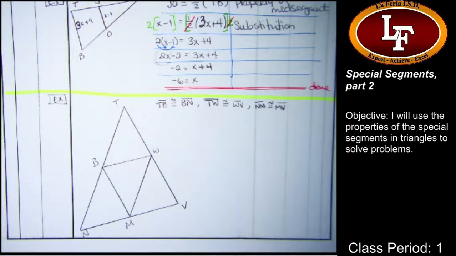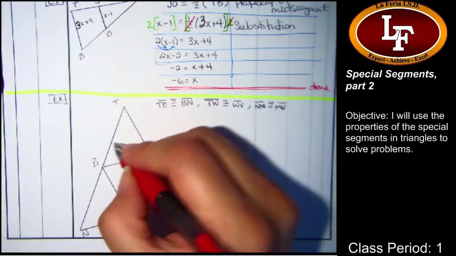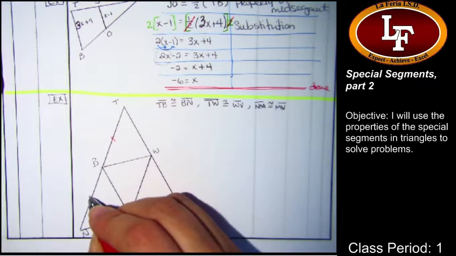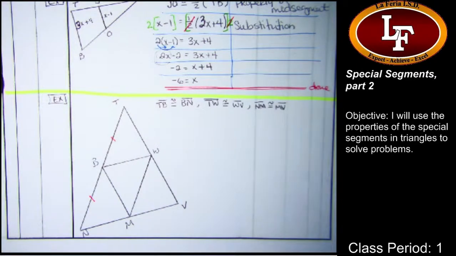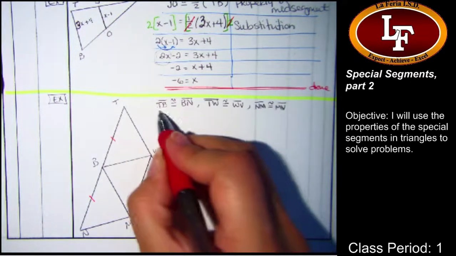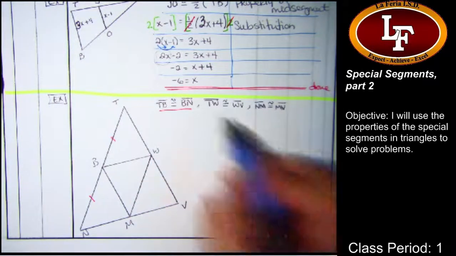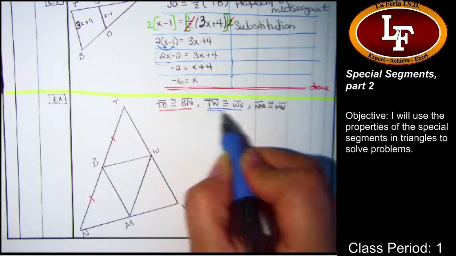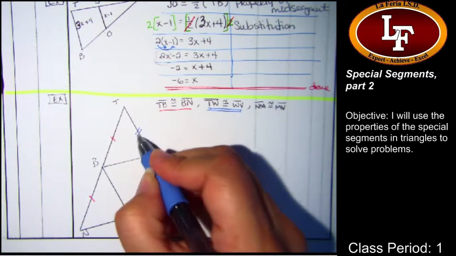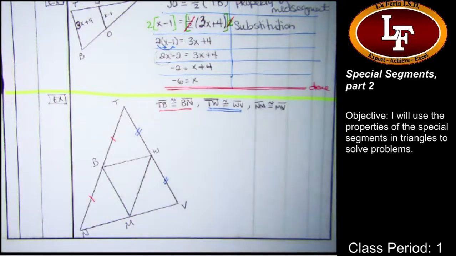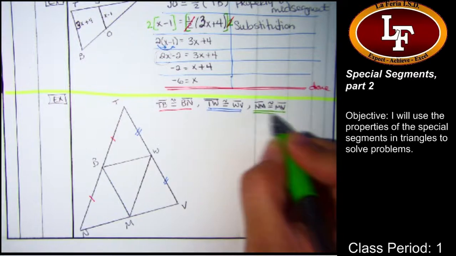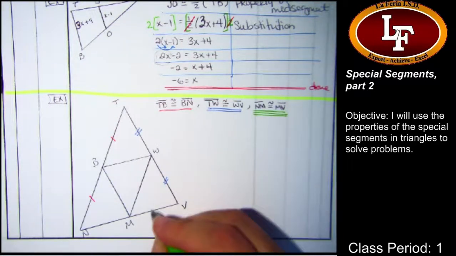Lots of craziness, yes? So let's mark down the congruences that we know. TB congruent to BN. That's this congruence. TW congruent to WV. That'll be that congruence. Nice. MN congruent to MV.